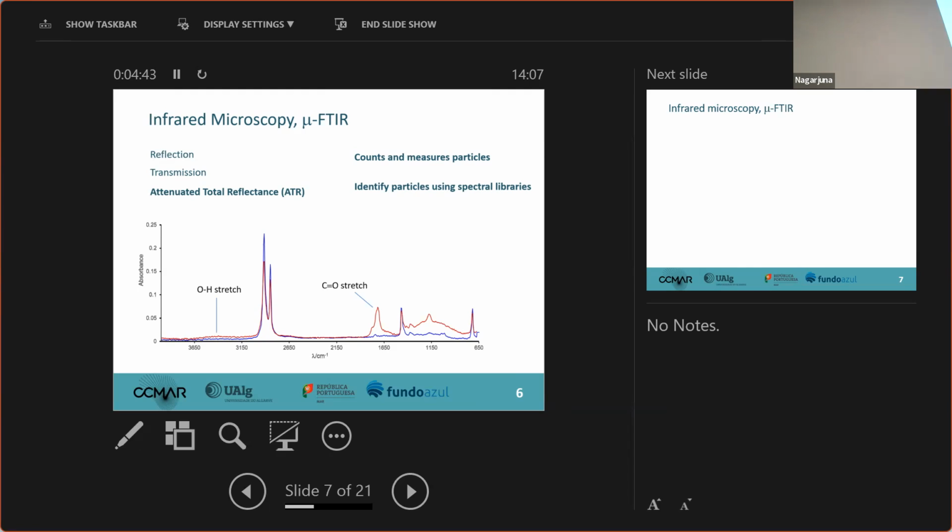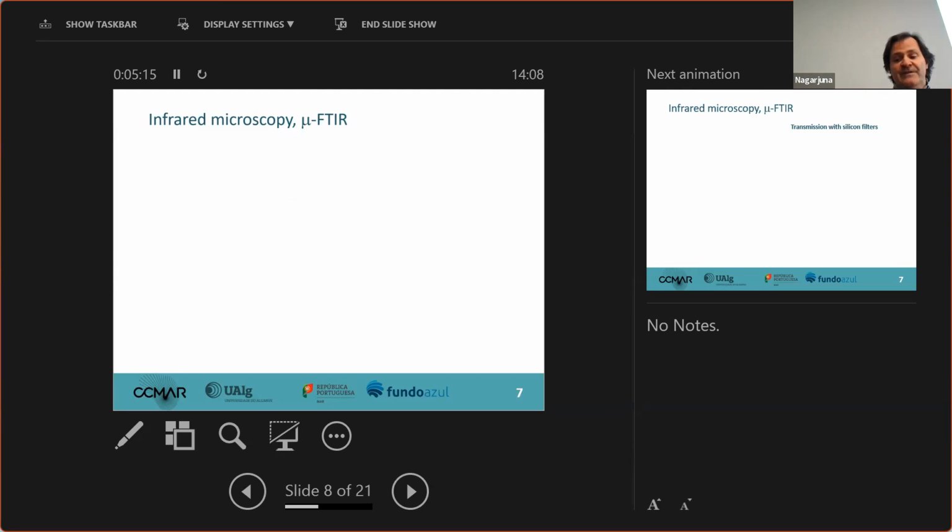But there's a problem here. We are analyzing one particle. This was one particle of polyethylene and another particle of degraded polyethylene. This is a one-by-one spectrum. And for a sample that contains, say, 1,000 particles, this is really, really difficult to perform. It can take 1 day or even more to analyze a single sample. And that is impossible. So we have another way to use our instrument that is under transmission with silicon filters.